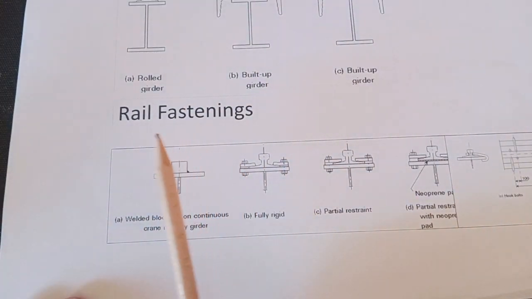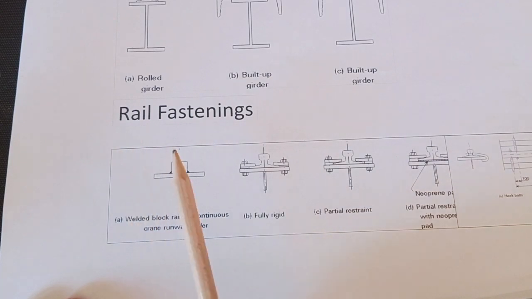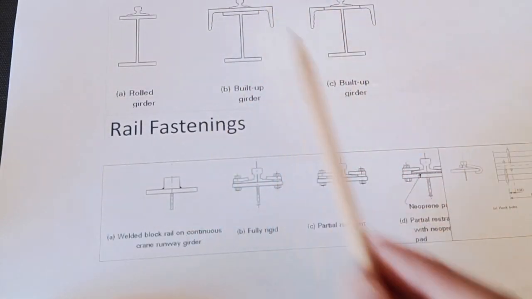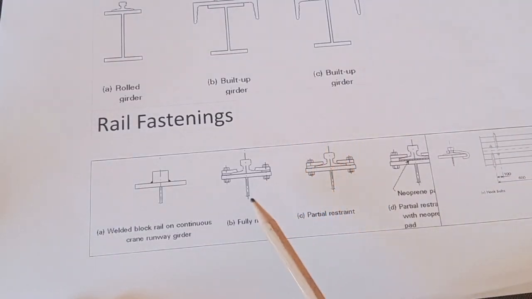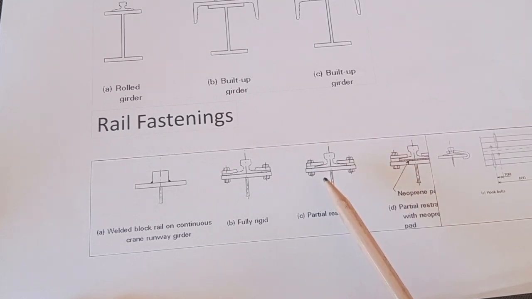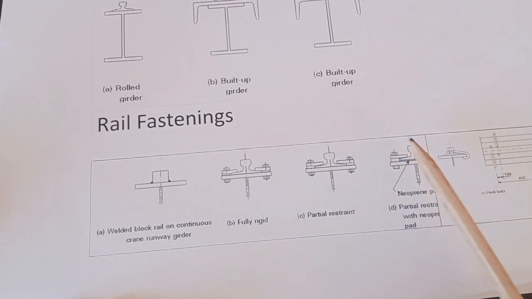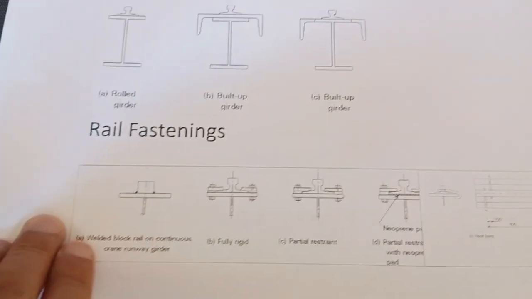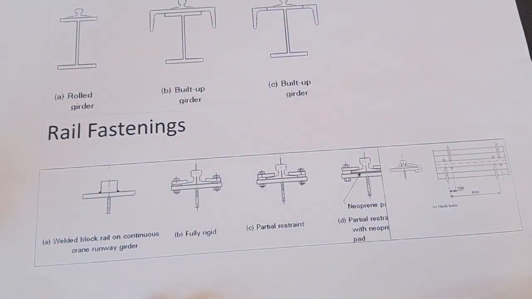And these are the very common rail fastenings. It can be welded to the top of the flange or any combination of these, or it can be fully rigid with these clamps, or partially restrained by these clamps to the top flange. It can also be partially restrained by adding some more details, some neoprene plastic under it, giving some freedom for the rail to move. And also it can be clamped or just hooked on the top flange.